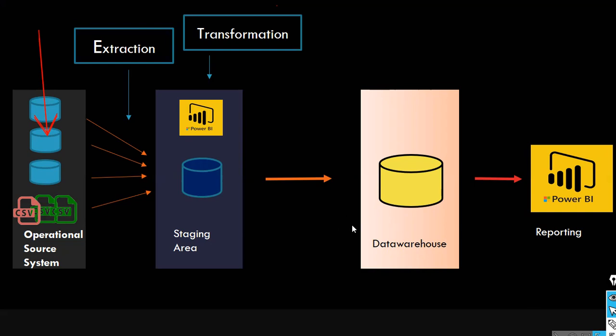The second thing is it is non-volatile. It will not undergo any changes once you store it. So historical and non-volatile, that is what a data warehouse is all about. And the next one is that it's time variant. So you store the time based data, everything, and it's clean data.